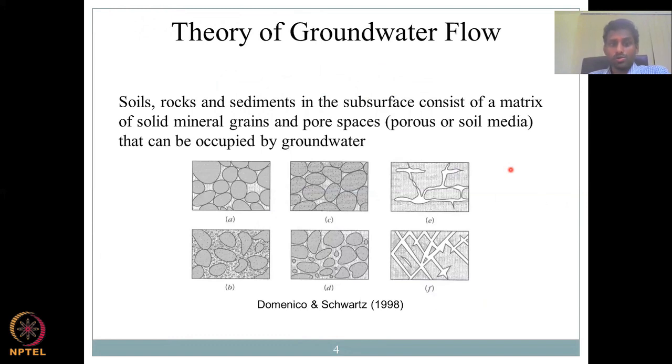Theory of groundwater flow. Soils, rocks, and sediments in the subsurface consist of a matrix of solid mineral grains and pore spaces. We have seen this earlier also.